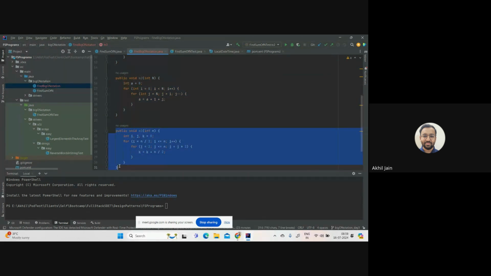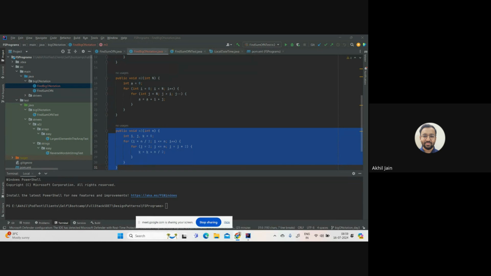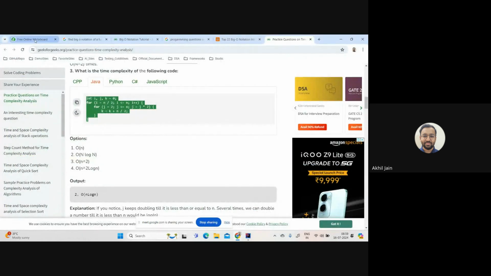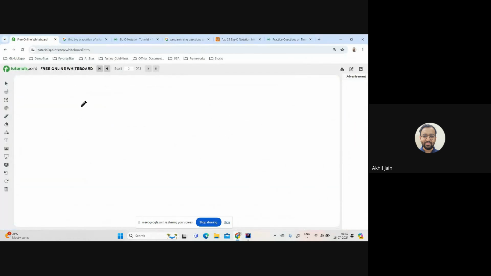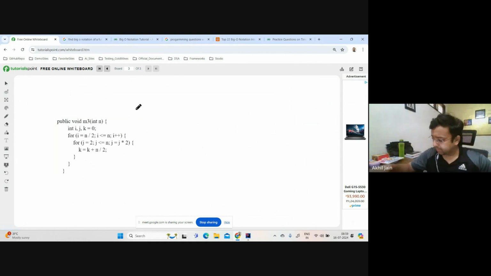For this part, let's go here and copy this and paste it on the whiteboard. So we have this part here, and what we are saying is, this is one operation, like one, two, three operations. There are three operations happening here.